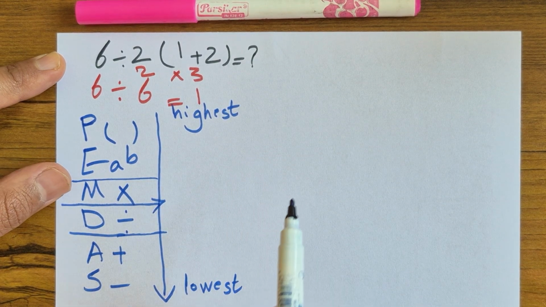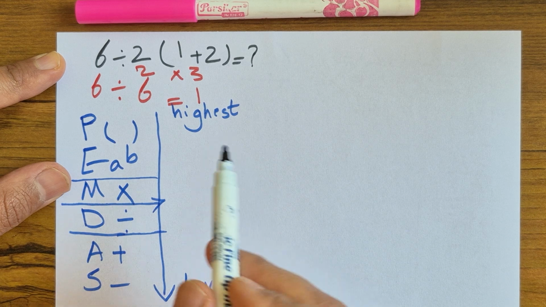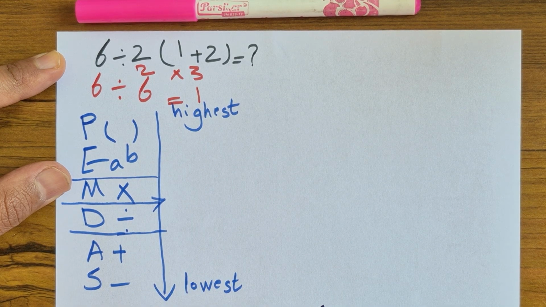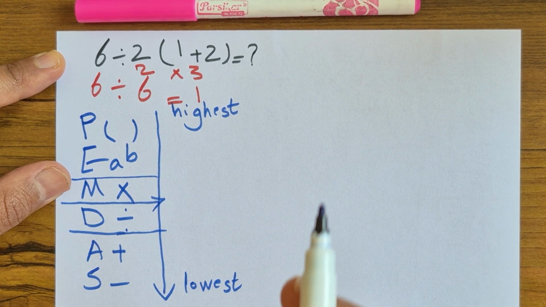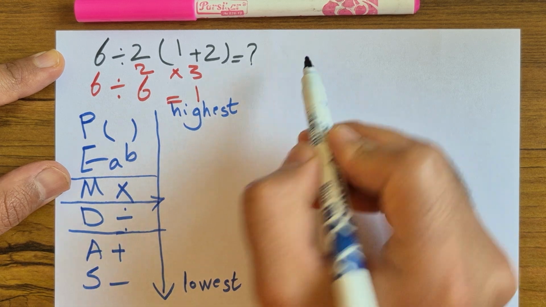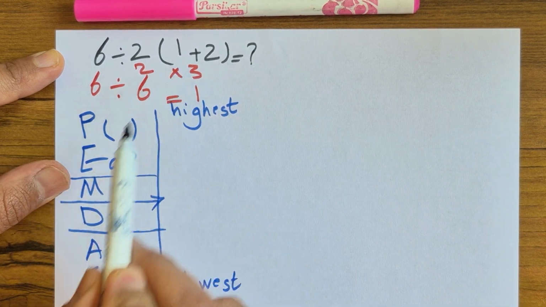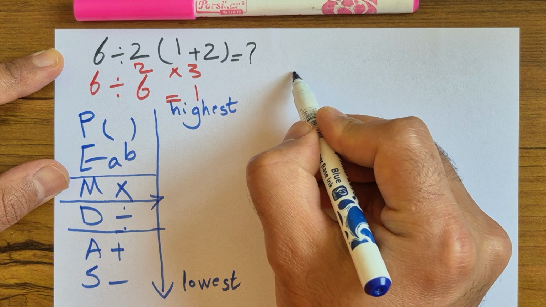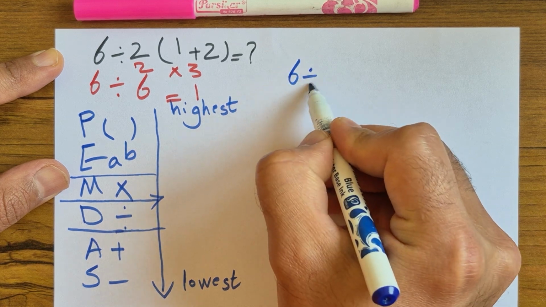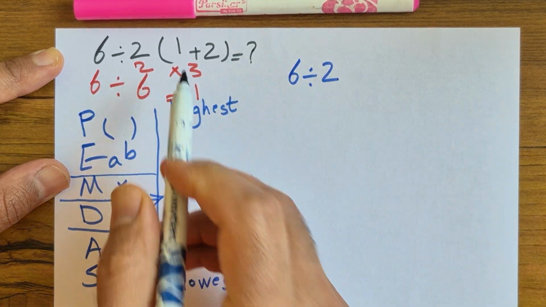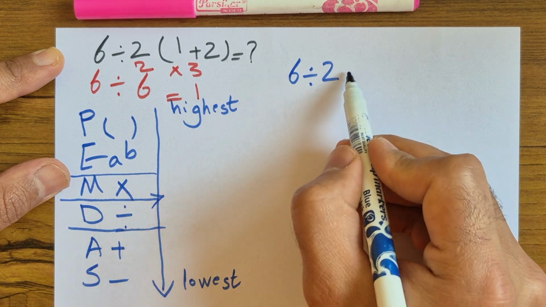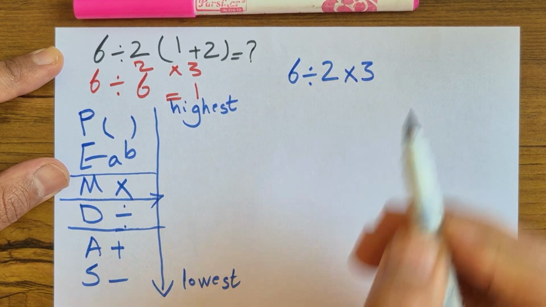So with this in mind, let's now revisit our original problem that baffled a lot of people on internet. So at first, do we have parentheses? Yes, we do. Let's do the parentheses at first. So 6 divided by 2. And what is inside the parentheses? 1 plus 2, it is 3.